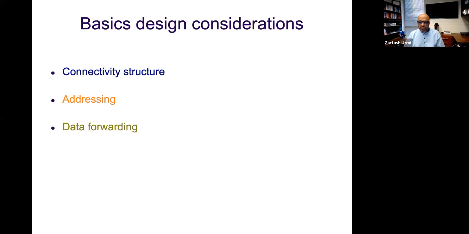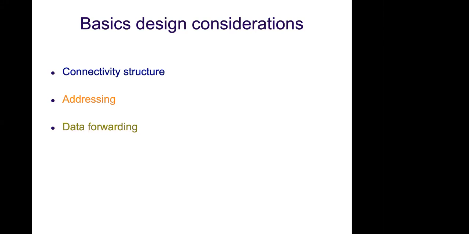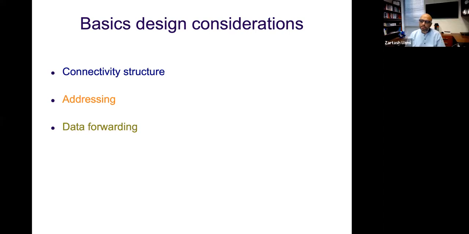So connectivity structure, addressing, and data forwarding. Oh, somebody has a question. Please go ahead. Sir, I just wanted to ask, can you just repeat the difference between connectivity and data forwarding? Okay, so connectivity structure is equivalent to the road network that you have in the country. And data forwarding means on what basis do you decide that if you are going from Lahore to Islamabad, which path you will take?